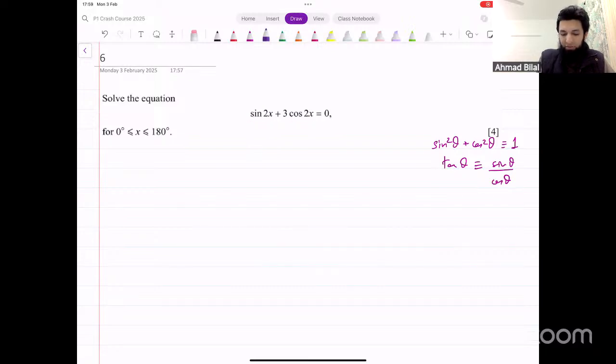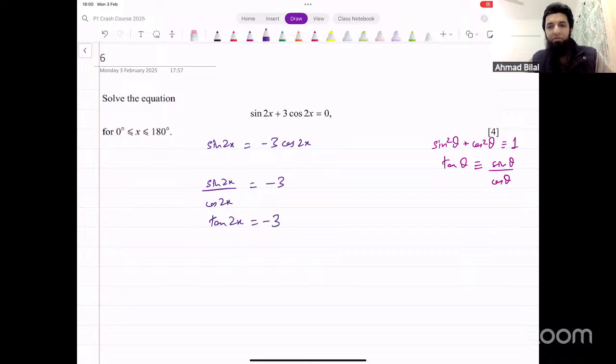Or another way to think about this could be that you first of all take cos to the other side. So it becomes minus 3 cos 2x. And then you divide this cos 2x on the other side. That's another idea. Almost the same, but a slightly different way of approaching that. You can divide cos to the other side. And that will give you sine 2x divided by cos 2x equals minus 3. Now, what is sine over cos? It is tan. So it becomes tan 2x equals negative 3. So we have converted that equation to something that is only in terms of tan now. So that's only one function.